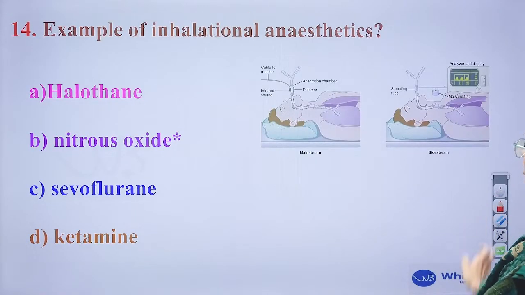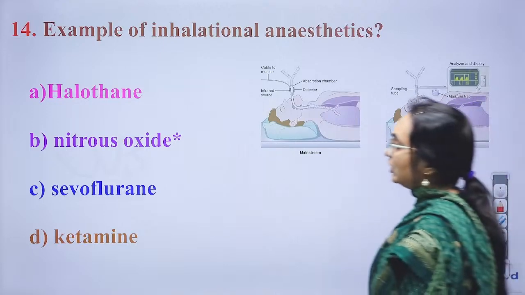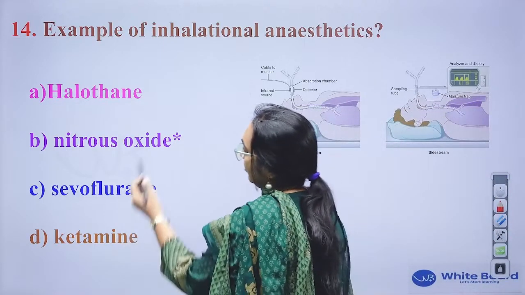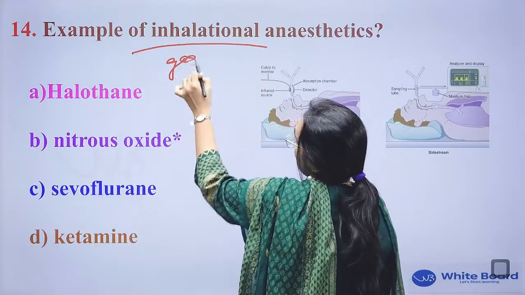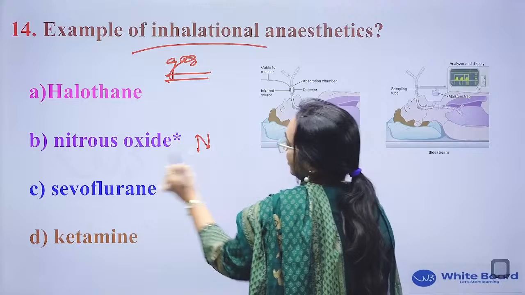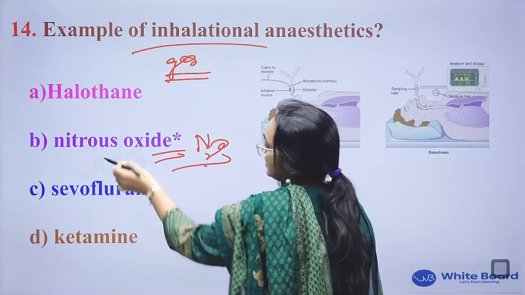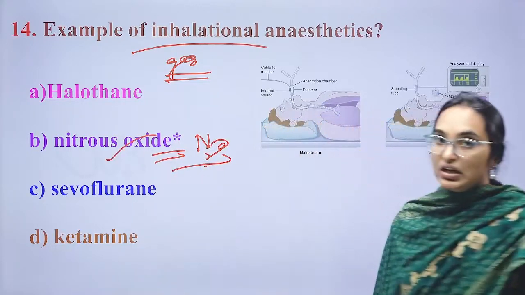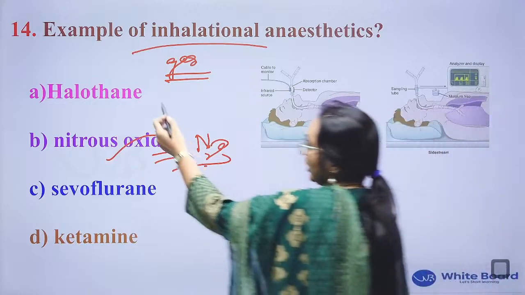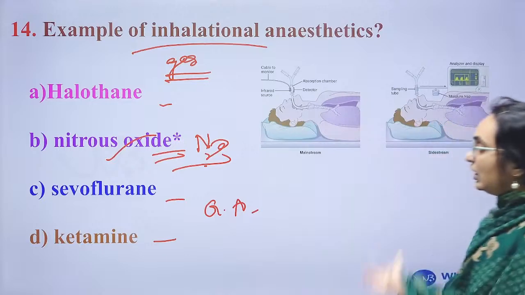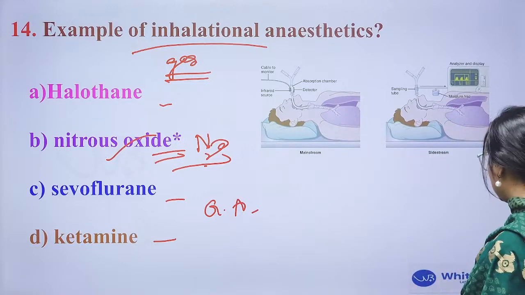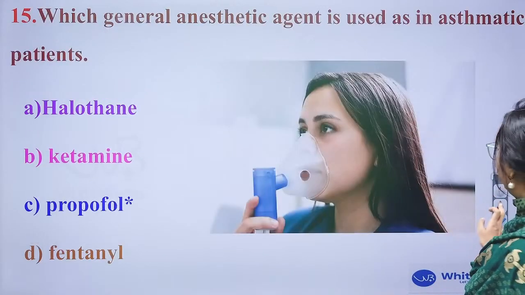Example of inhalational anesthetics: halothane, nitrous oxide, sevoflurane, ketamine. Here inhalational means gaseous. Nitrous oxide is the one which is given as an inhalational anesthetic. The rest, halothane, sevoflurane and ketamine, are general anesthetics. Inhalational anesthetic is nitrous oxide. So, the answer here is B.